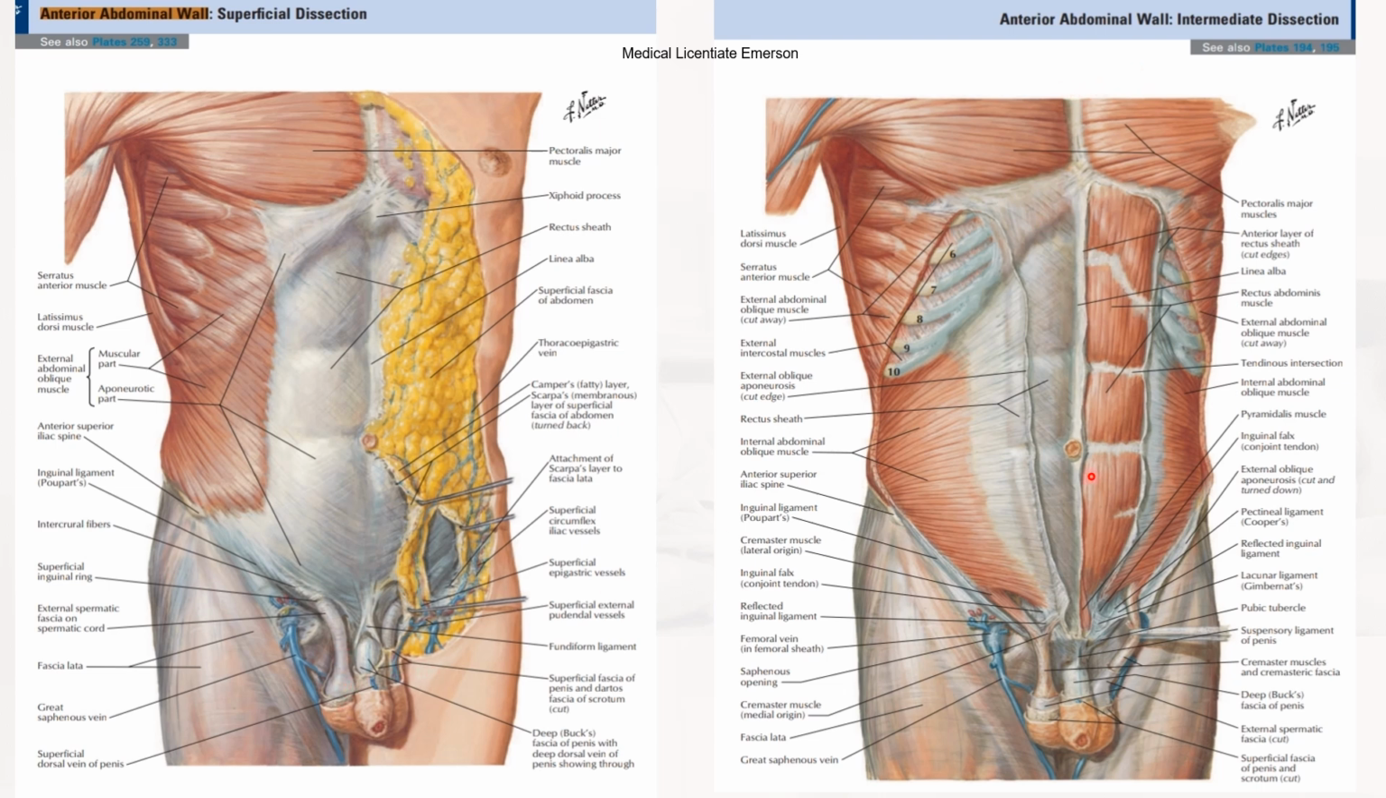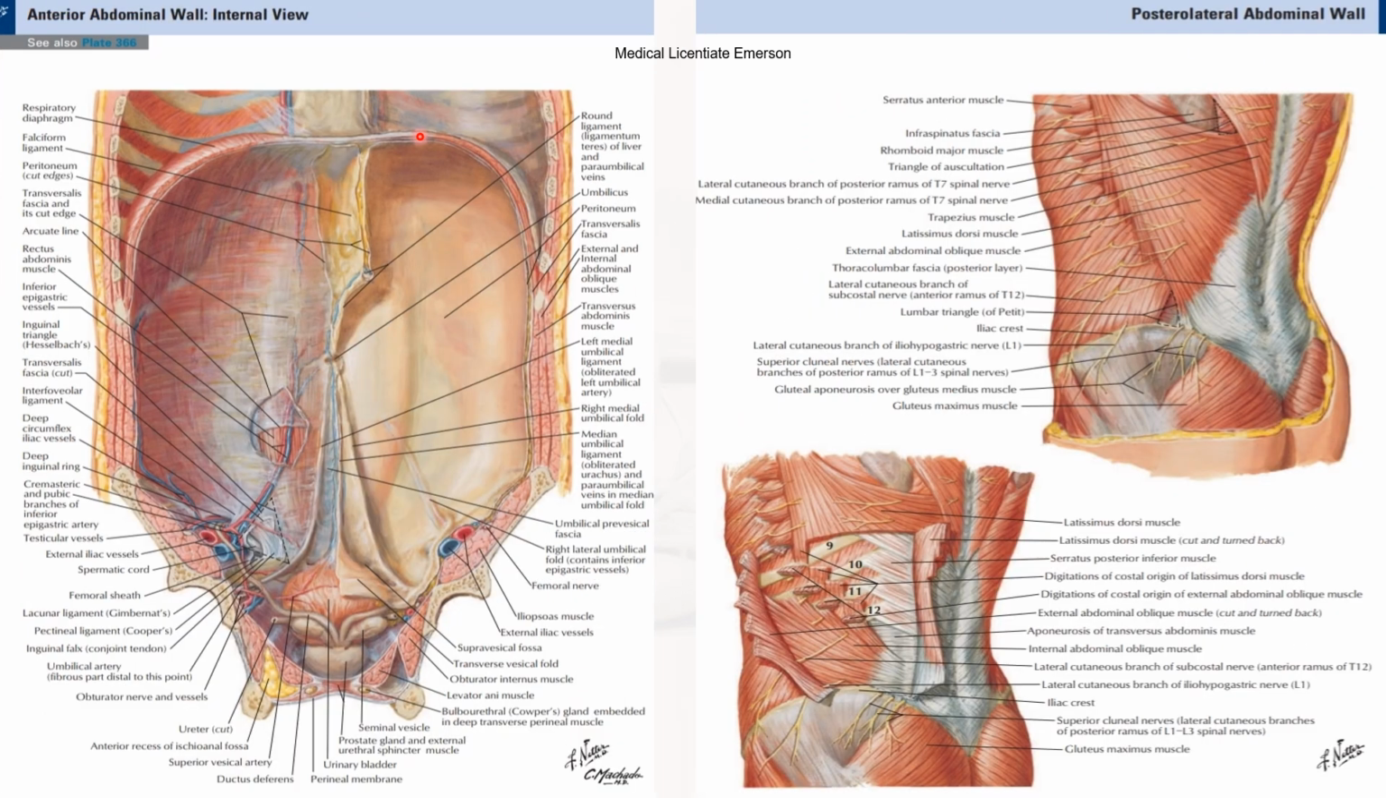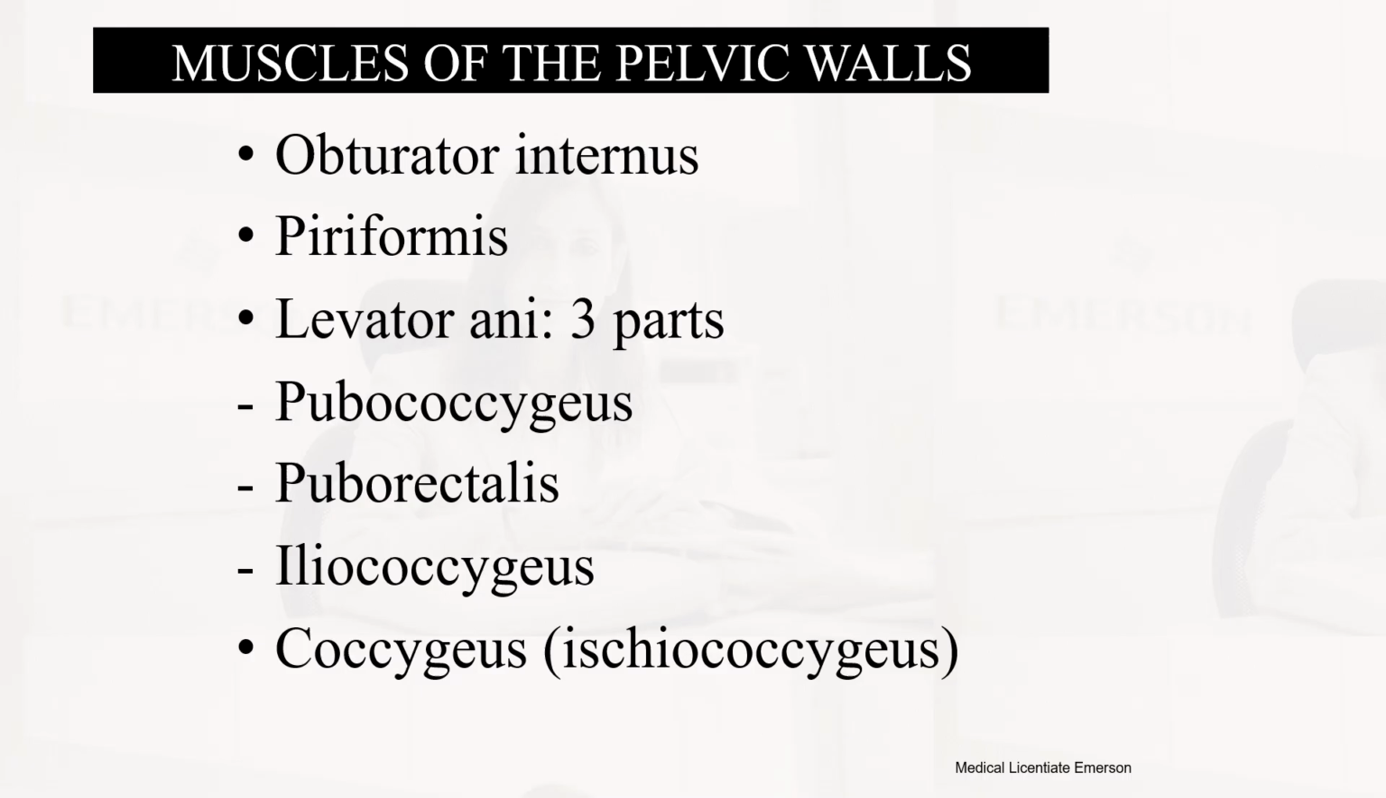Then you have the anterior abdominal or the intermediate dissection. So this is the intermediate dissection now. We can even pause and go through because it's very bulky. Okay, so this is the internal view of the anterior abdominal wall, and this is the posterolateral abdominal wall. This is how it looks. Again, we can pause and go through.